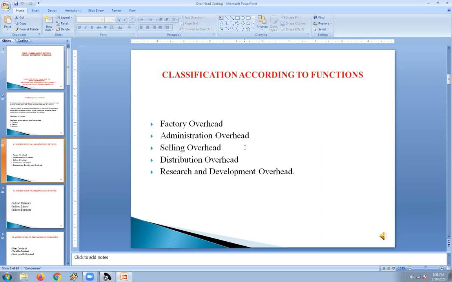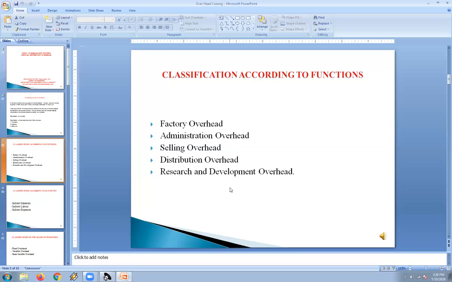The next is administration overhead. Administration overheads are all the indirect expenses incurred at the office premises. For example, office rent and rates, office lighting, postage expenses, and telephone charges all come under administration overhead. Next is selling overheads. Selling overheads are those expenses associated with marketing and selling activities, such as salaries and commissions paid to salesmen, advertisement expenses, publicity expenses, and market research expenses.